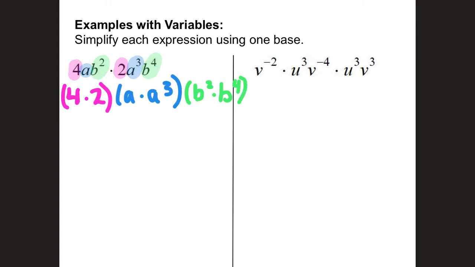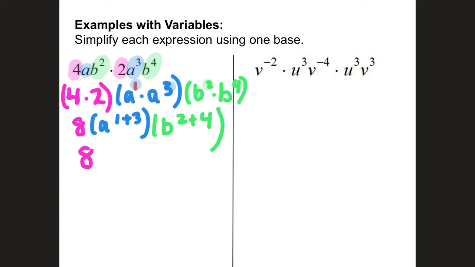Now if I simplify, 4 times 2 gives me 8. For the a's, I know this is really a to the first. So I'm going to add my exponents. So it becomes a to the 1 plus 3. And then I'm also going to add my 2 and the 4 exponent for the b's. So it becomes b to the 2 plus 4. And when I simplify that, a to the 1 plus 3 is a to the fourth, and b to the 2 plus 4 is b to the sixth. There's no negative exponents. This is our final answer.